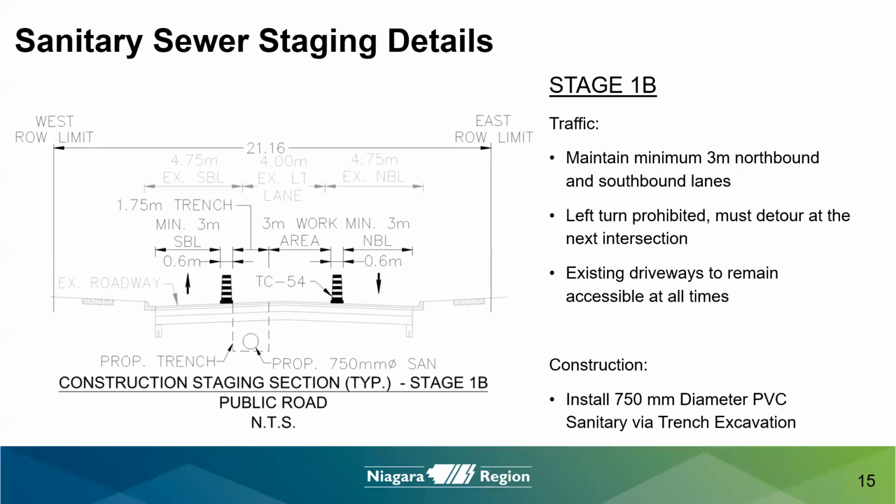This cross-section view is taken from a vantage point of looking south along Ontario Street towards King Street. Since the construction will be within the middle of the existing roadway, left turns into properties will be prohibited and will require detouring at the next intersection to change direction and make a right turn into the desired property.